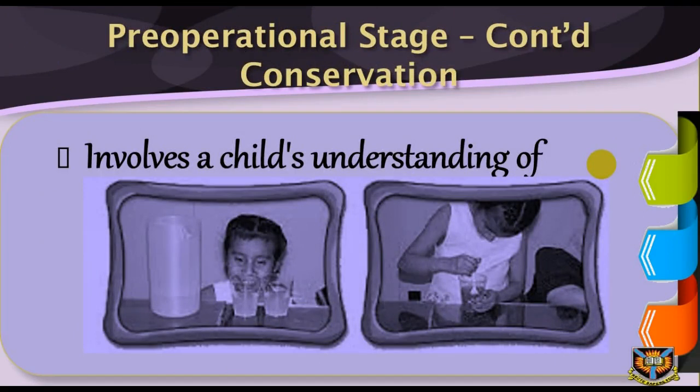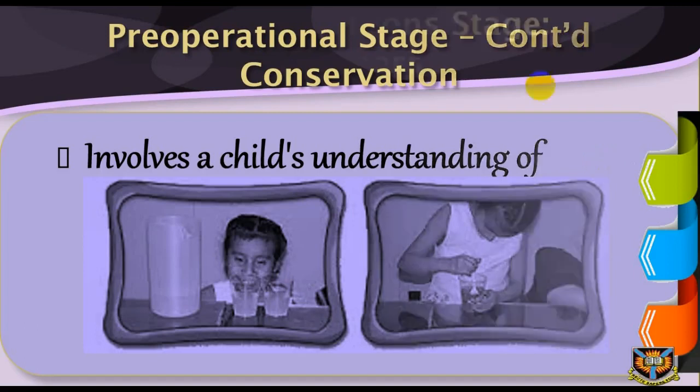Piaget conducted a number of similar experiments on conservation of number, length, mass, weight, volume, and quantity. Piaget found that few children showed any understanding of conservation prior to the age of 5.